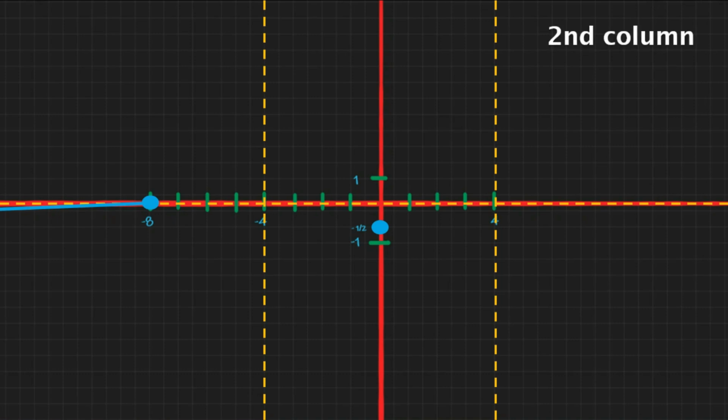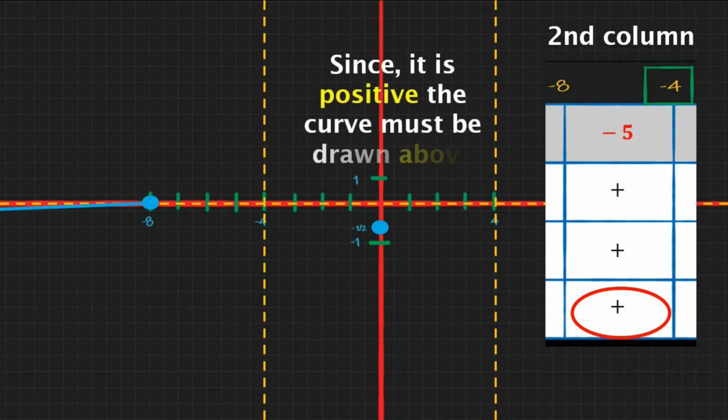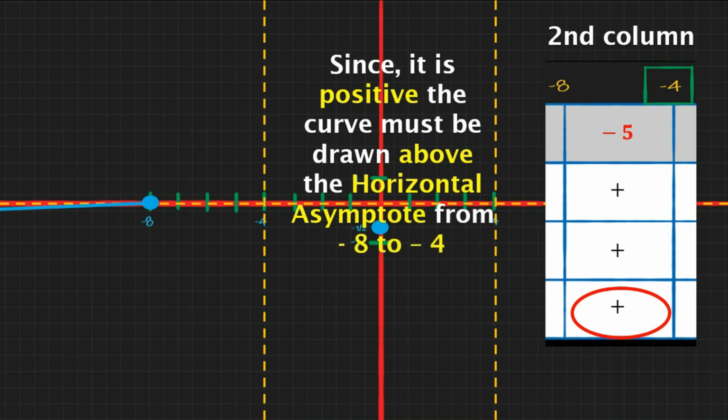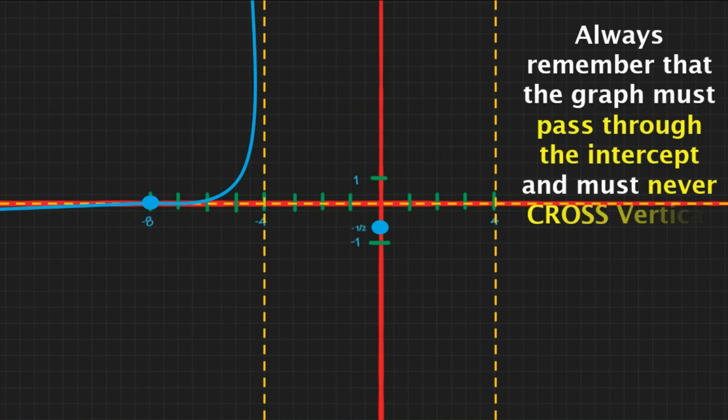Para naman sa susunod na column, mula -8 hanggang -4, ang sagot ay positive. Ibig sabihin, kailangan nating isulat ang graph sa ibabaw ng horizontal asymptote like this. Dapat ito ay curve, hindi straight line. At dapat ito ay nakadugtong doon sa graph na nauna kanina. Tandaan na dapat dumaan ang graph sa intercept pero di dapat lumampas sa vertical asymptote.